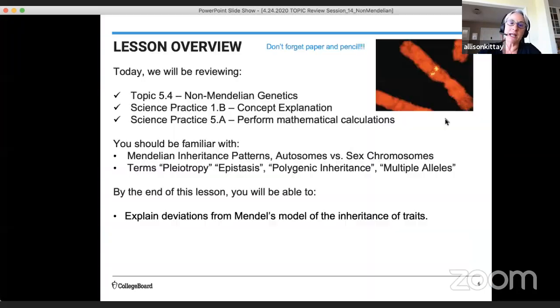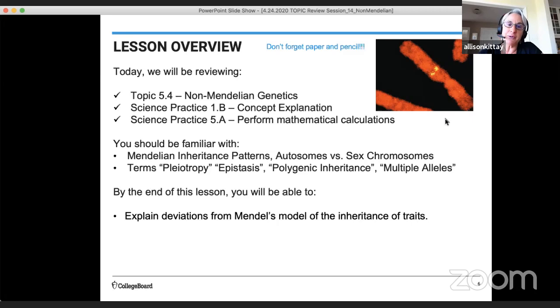All right, so today's lesson is on non-Mendelian genetics. We're going to look at two science practices. We're going to practice with concept explanation and also performing mathematical calculations. And today, they're mostly doing probability calculations and recombinant frequencies to determine map units.